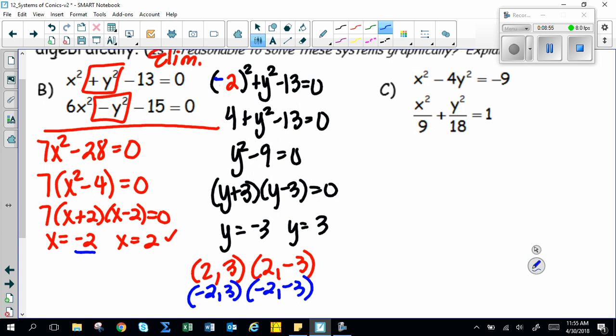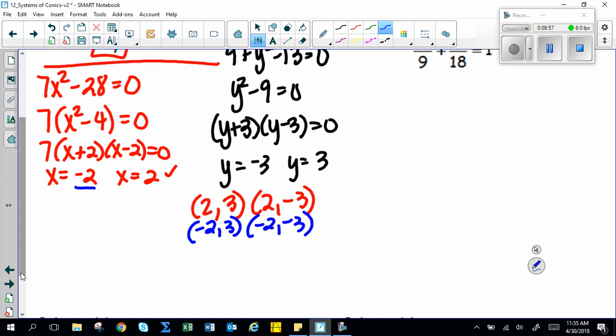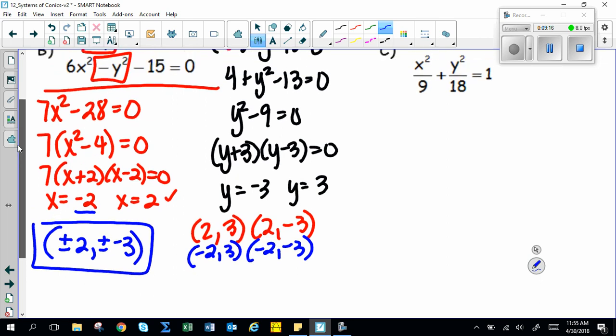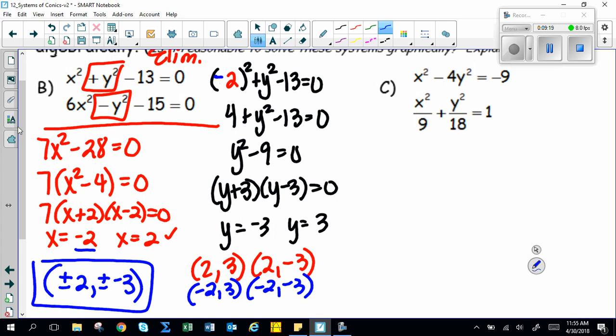Now, if you would like to write this a little more succinctly, you could say plus and minus 2, comma, plus and minus 3. Or you can write them all out. Either one is fine with me. All right, but know that there are 4 solutions. If I had graphed, it looks like I've got a circle and I have a hyperbola. So my circle and my hyperbola are intersecting 4 times.